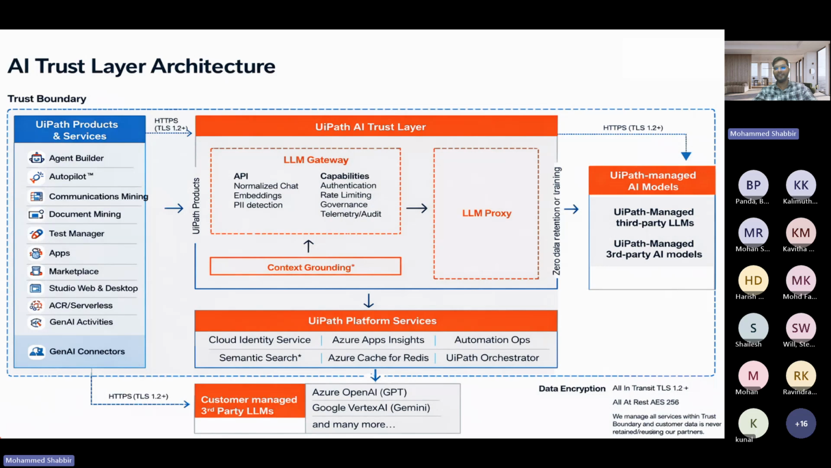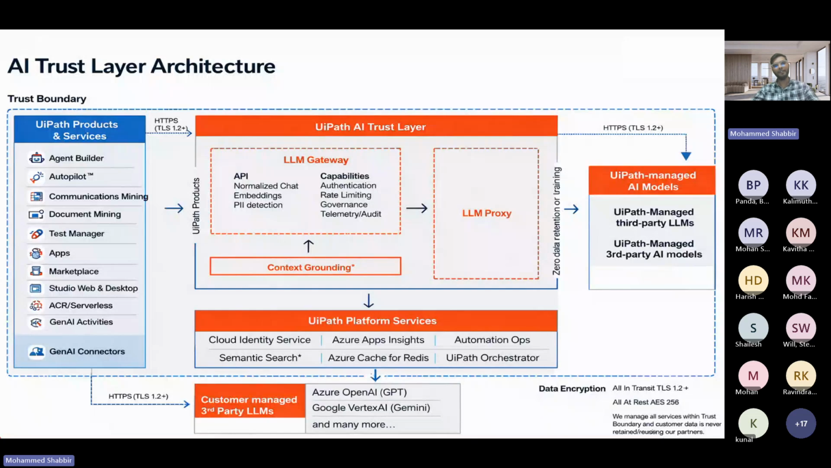We were discussing the trust boundary, but before that, I want you to look at the left side. Here you have something called UiPath products and services, a list of UiPath components. You can see the agent builder, the AI autopilot, communication mining, document mining, test manager, apps, marketplace, studio web, the desktop, ACR, serverless, and all the Gen AI activities and the connectors.